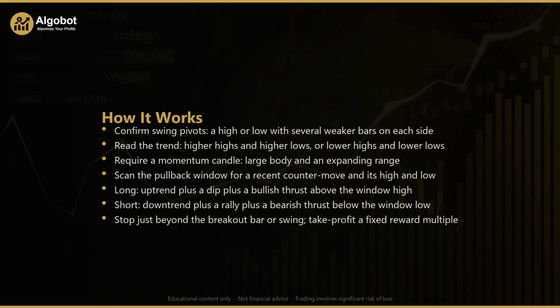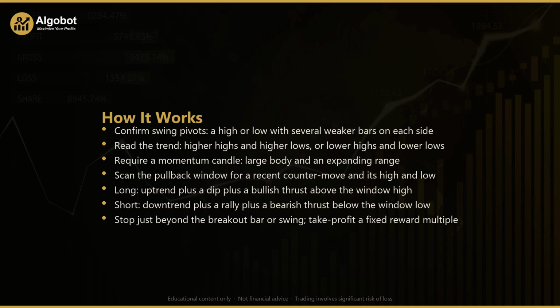Next comes the trigger. The expert advisor looks at the current candle and asks whether it is a genuine momentum bar. To qualify, the body of the candle must be large relative to its total range, and the range itself must be wider than the previous bar. This filters out weak, indecisive candles and keeps only strong, expanding moves.